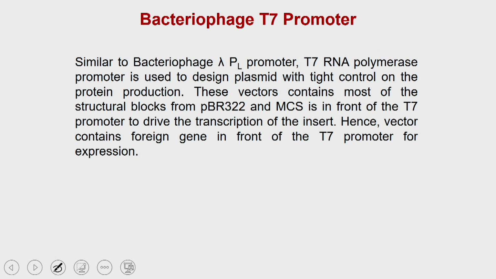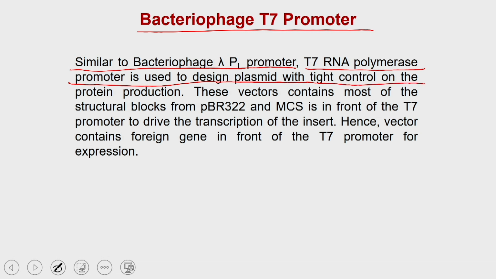Now, you have the bacteriophage T7 promoter. The bacteriophage T7 promoter is very popular in the case of E. coli as an expression vector. It is similar to the bacteriophage lambda promoter, but with the T7 promoter, T7 RNA polymerase is used to design plasmids with tight control over protein production.